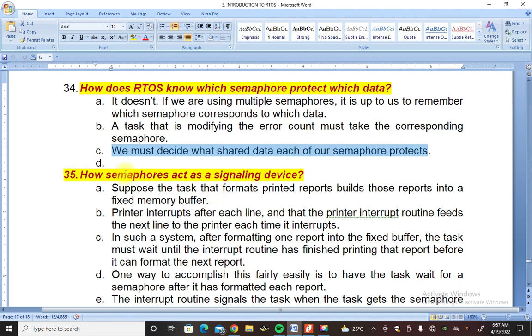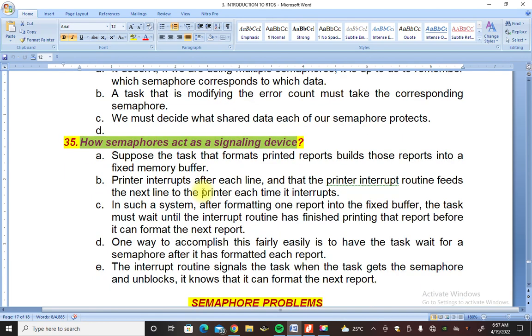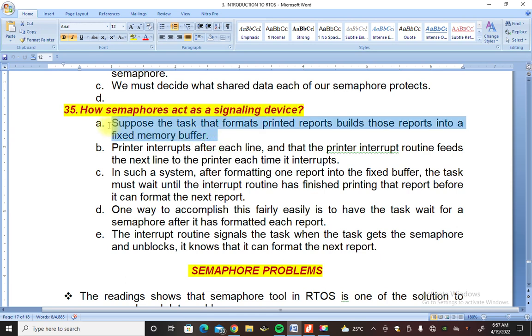That's very important. How does a semaphore act as a signaling device? Suppose a task formats printed reports, building those reports into a fixed memory buffer. The printer interrupts after each line, and the printer interrupt routine feeds the next line to the printer each time it interrupts. In such a system, after formatting one report into the fixed buffer, the task must wait until the interrupt routine has finished printing that report before it can format the next report. One way to accomplish this is fairly easy: have the task wait for the semaphore after it has formatted each report. The interrupt routine signals the task. When the task gets the semaphore and unblocks, it knows that it can format the next report.